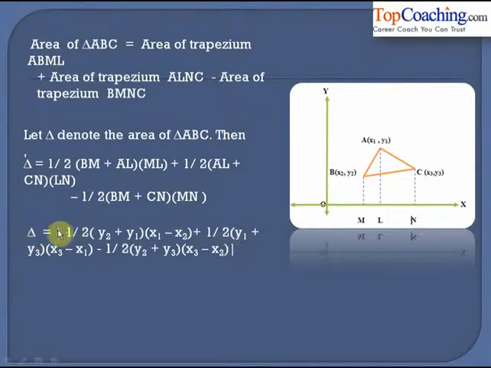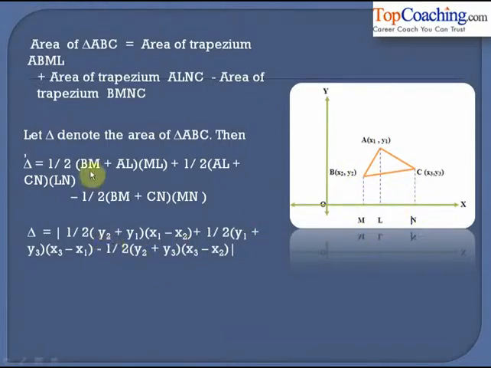Therefore, area of triangle would be equal to modulus of 1 by 2 into y2 plus y1 into x1 minus x2 plus 1 by 2 into y1 plus y3 into x3 minus x1 minus 1 by 2 into y2 plus y3 into x3 minus x2. Here this expression represents the area of trapezium ABML. This represents the area of trapezium ALNC and this expression represents the area of trapezium BCNM.